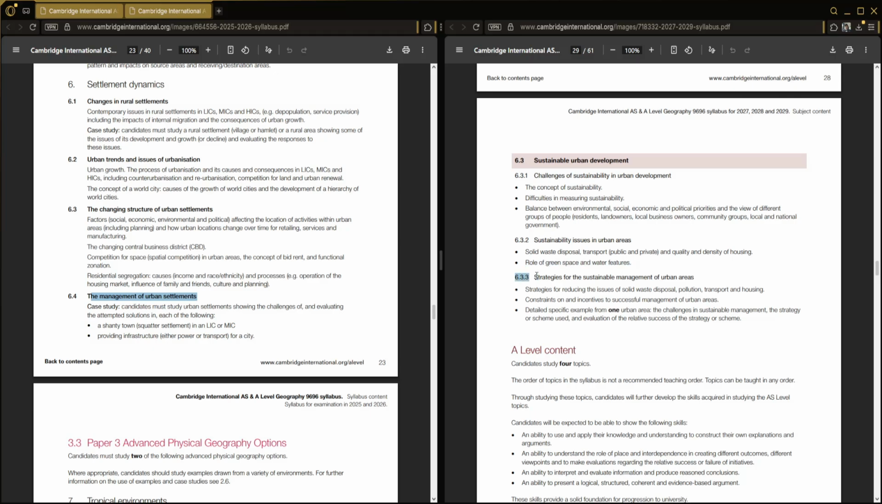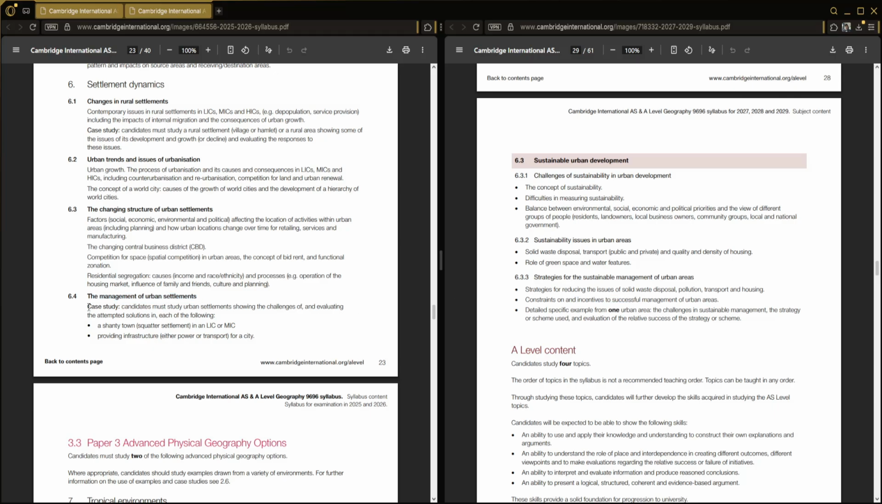For 6.3.3, strategies for the sustainable management of urban areas. It's tagged on to this. So previously you learned about the solid waste disposal, transport, and housing issues. Here are the strategies to reduce these issues, and also the constraints of trying to achieve these successes, and also what the incentives are of managing them successfully. So is it happier people? Is it more money? There are more incentives to look at.